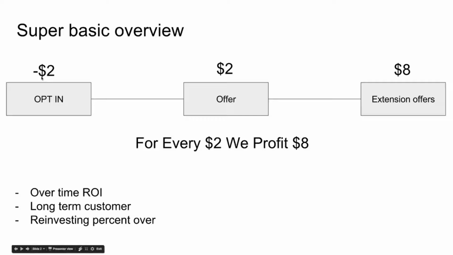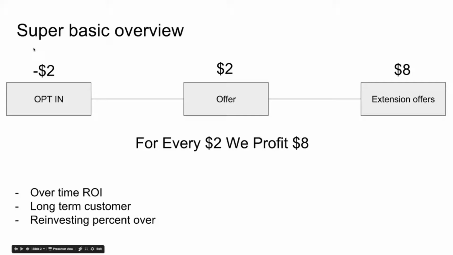So say the opt-in costs $2. So you're in the negative $2 now. Then you send them to an offer for $2. You make your $2 back. And then in additional offers, you make $8. So for every $2 you spend, you make 8. This is the full process right here.